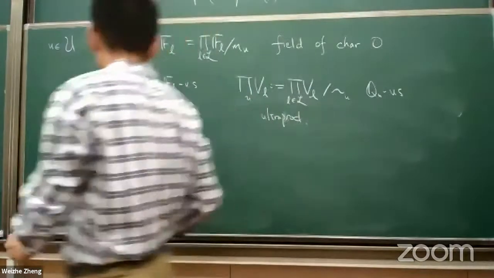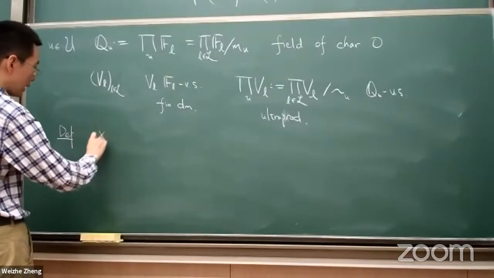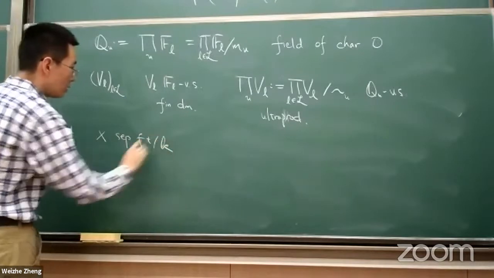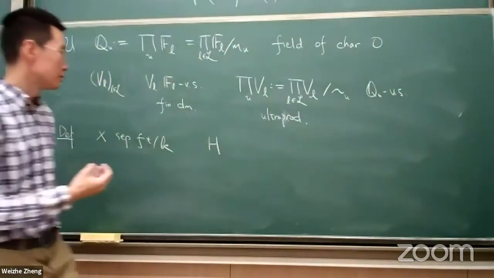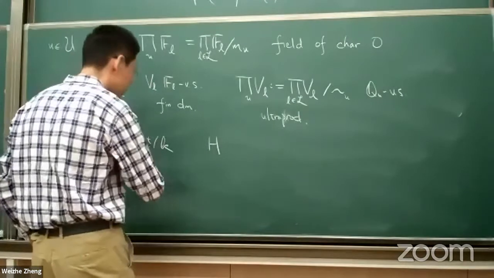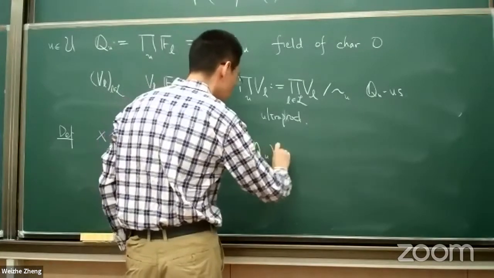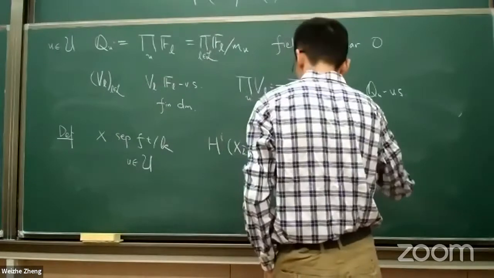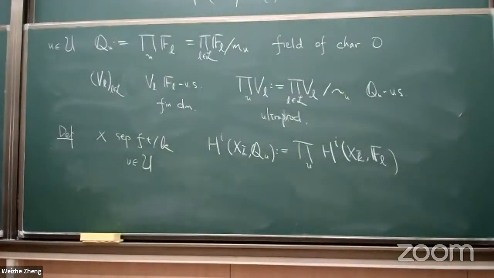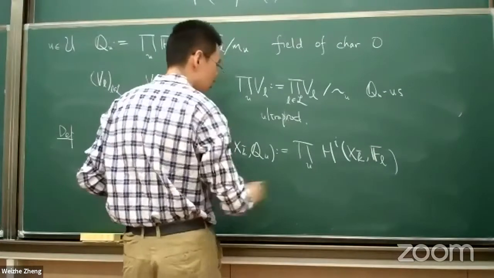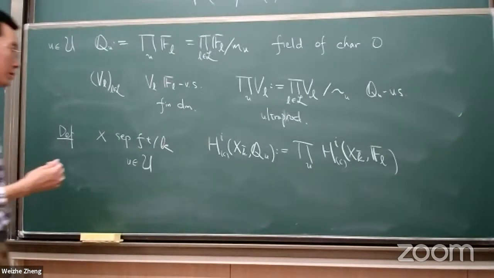And now, using this, we can define, so now K is a field and X is a separated scheme of finite type over K. We can define this ultraproduct cohomology just by taking the ultraproduct of all the F_ℓ cohomology. So U is a non-principal ultrafilter. Then we define H^i(X_K̄, Q_U) to be the ultraproduct of the H^i(X_K̄, F_ℓ), and similarly for the compactly supported cohomology. So this is a Q_U vector space.